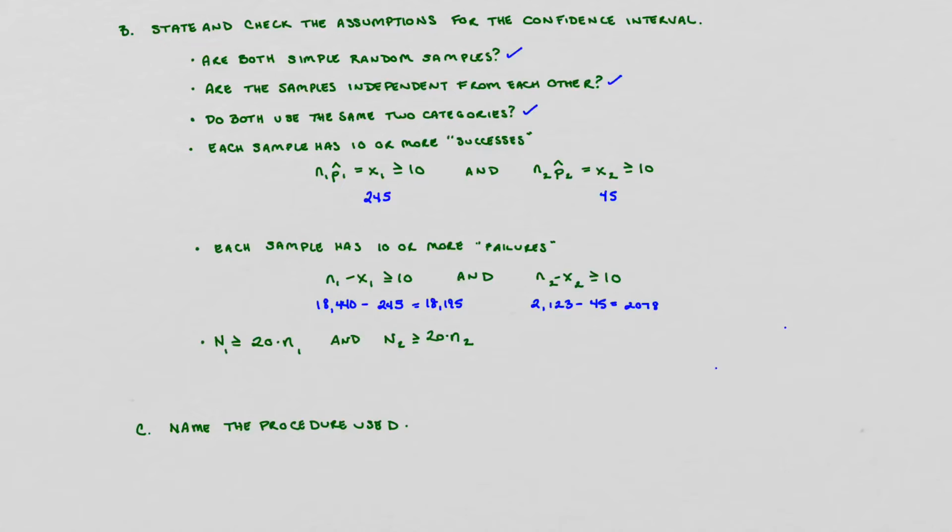The last bullet point we really don't need to worry about. We don't know the full population size of 8-year-olds in Pennsylvania, and we don't know the full population size of 8-year-olds in Utah. We're going to go ahead and assume that this bullet point is met, and we're just going to move forward.